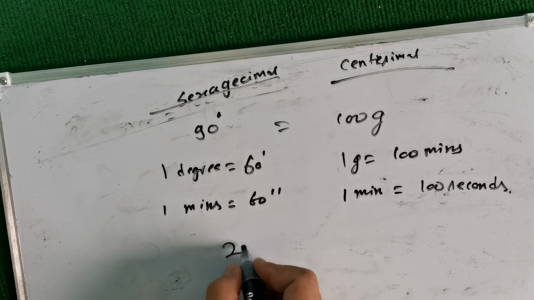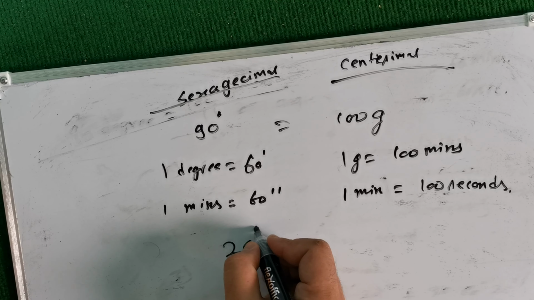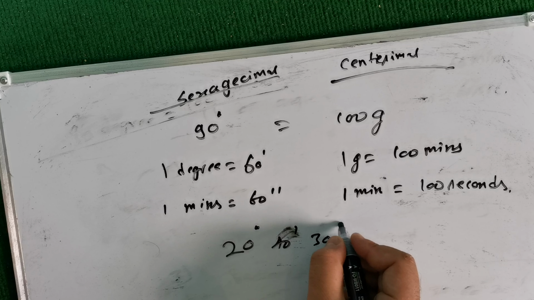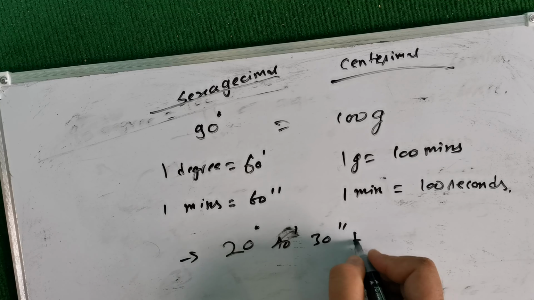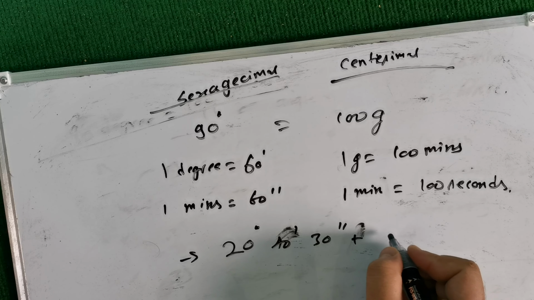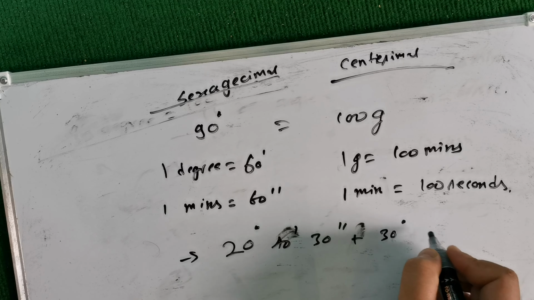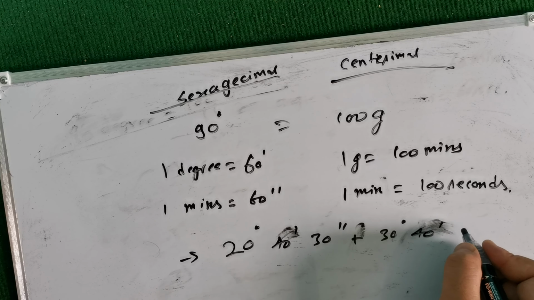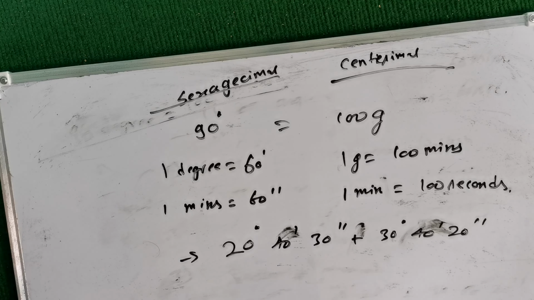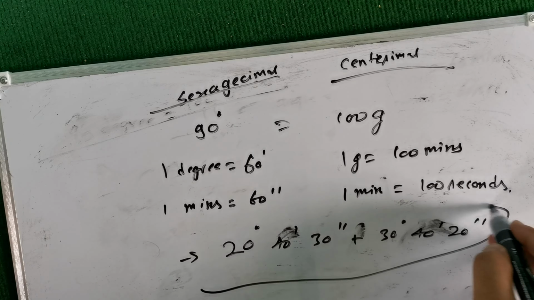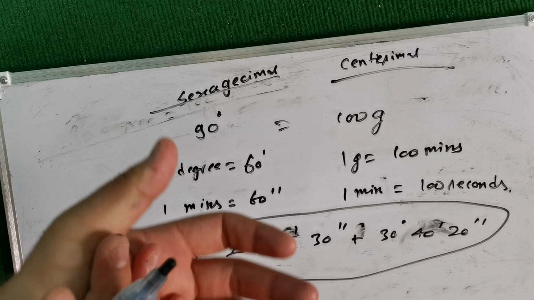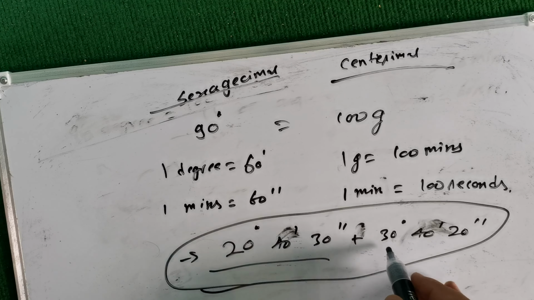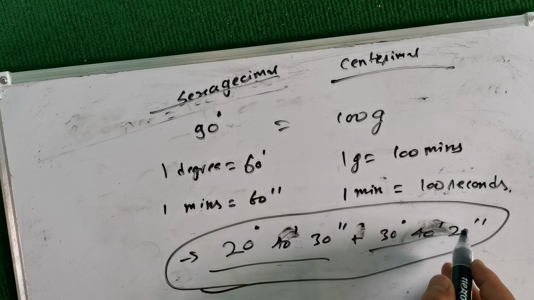You will be asked this type of question, such as 20 degrees 40 minutes 30 seconds plus 30 degrees 40 minutes 20 seconds. You will be asked this type of question in your exam. If you are a student of EJA or FAA, it doesn't matter. You will be asked this type of question. You have to understand this. We will do it later on.